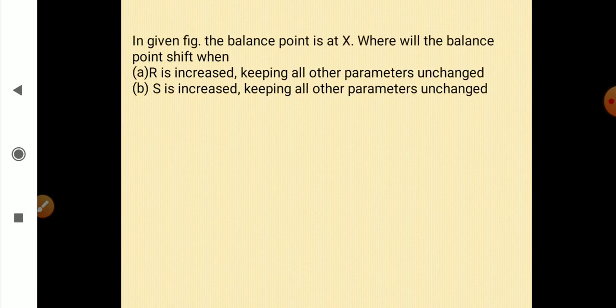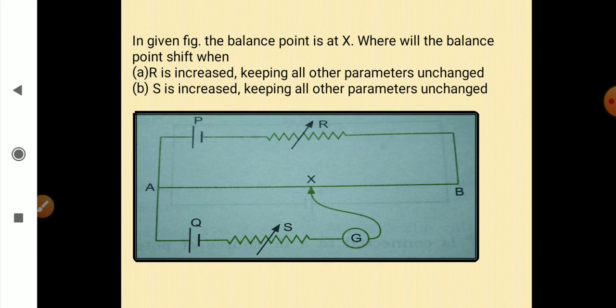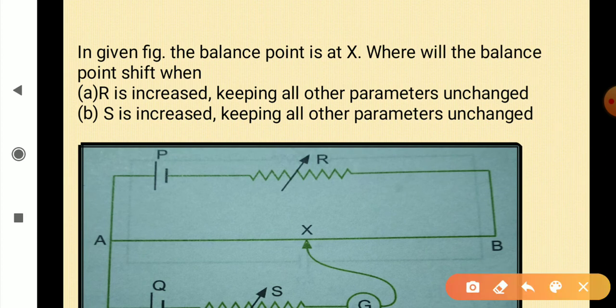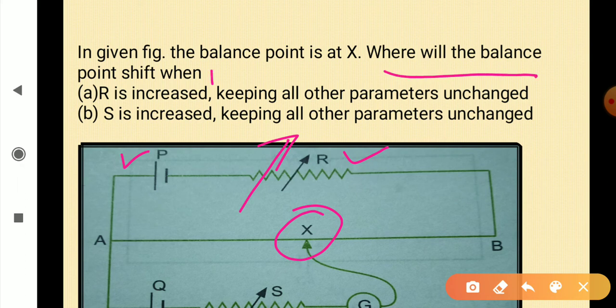So, another problem based on this potentiometer only, a very good conceptual problem. You see, in this given figure, this point A is the balance point. You have this driver battery P, this variable resistance R. If we put an arrow like this on any resistance, it becomes variable. So, variable resistance R. Now where will the balance point shift when R is increased, keeping all other parameters unchanged?